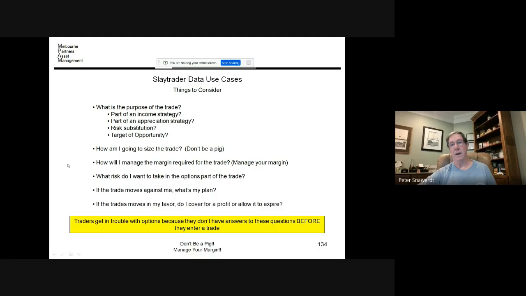How will I manage the margin required for the trade? Is it a vertical spread? Is it going to be a naked option? If it's a naked option, then I can only trade fewer of those, and I need to have the cash to back that up. Is it a cash covered put? Then again, I have to have cash available to cover the cost if the stock gets put to me. These are all questions that you need to ask. What risk do I want to take in the options part of the trade? We give you the entire CDF in 5% increments, so you get to choose.